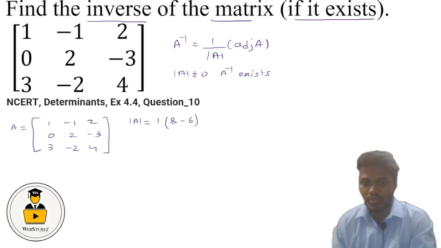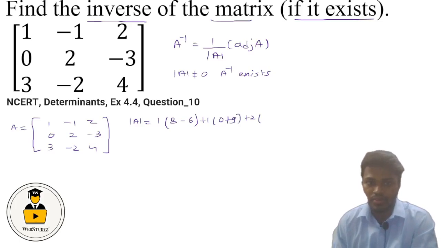Then minus of minus 1 will be plus 1 into (0 into 4 which is 0, minus of minus 9 which is plus 9). Then plus 2 times (0 into minus 2 will be 0, minus of 6). So determinant comes out to be 1 into (8 minus 6 which is 2), plus 9, plus 2 into minus 6. So this is 11 minus 12 which is minus 1.